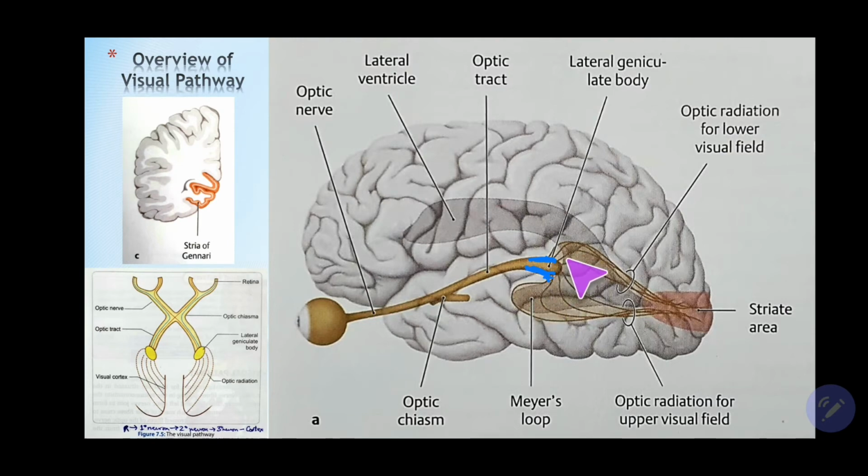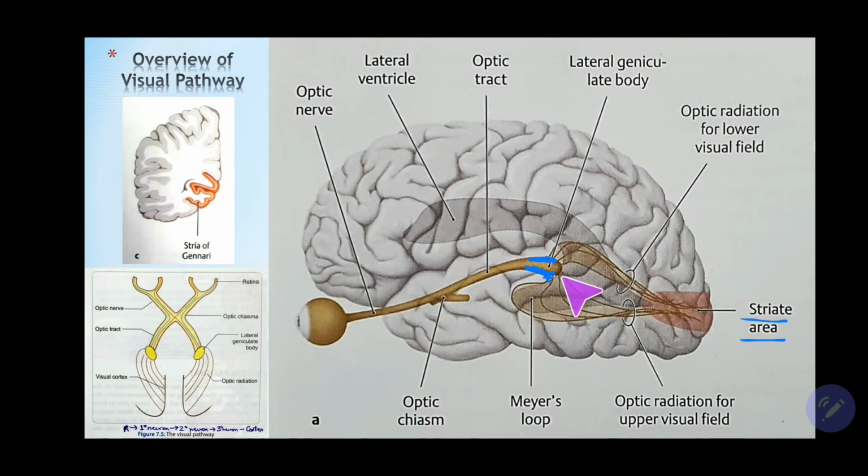And that lateral limb, when it reaches the LGB, the lateral geniculate body, then from there the third order neurons form the optic radiation, and these optic radiations reach and relay in the striate area, that is the area of primary vision, also called the stria of Gennari. Now see here.